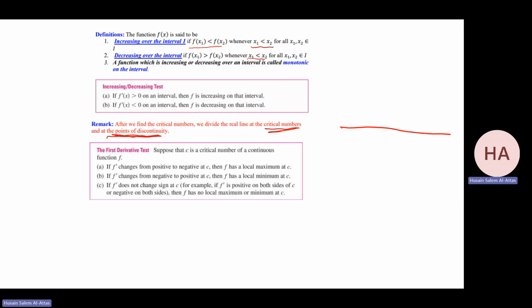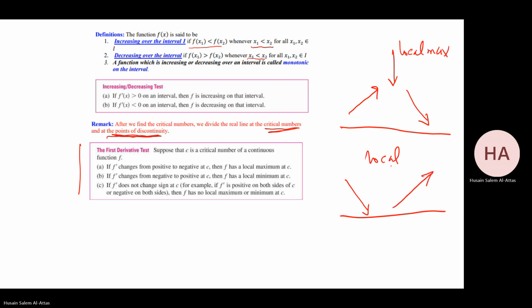After we find increasing or decreasing, we can do the first derivative test, which is easy. Suppose that c is a critical number of a continuous function. If f prime changes from positive to negative, from increasing to decreasing, then I have a local maximum here. However, if I have decreasing, then increasing, then I have a local minimum here. If there is no change, it means f has neither a local maximum nor a local minimum. Okay, that's mainly the section.